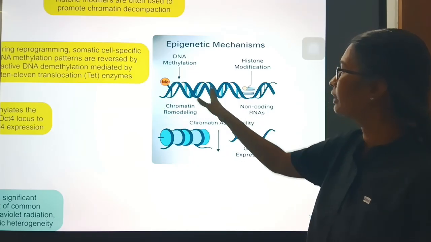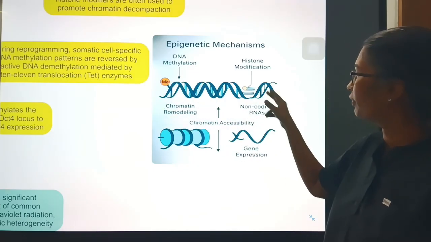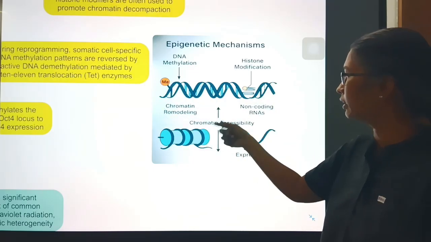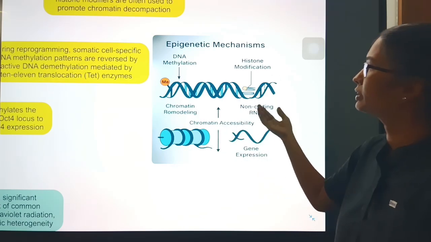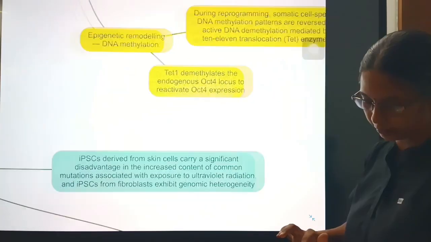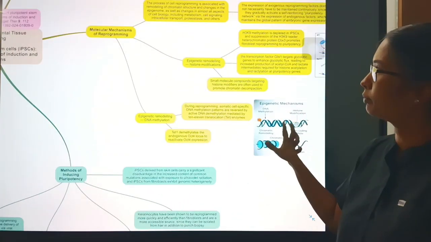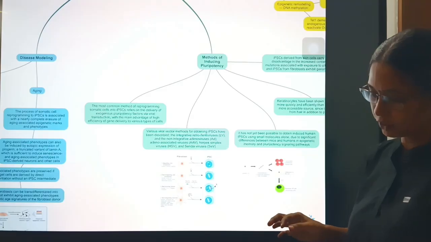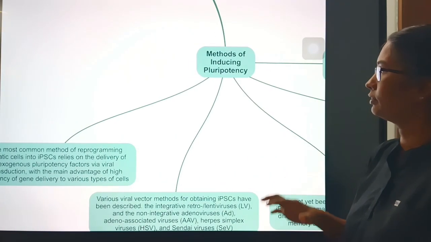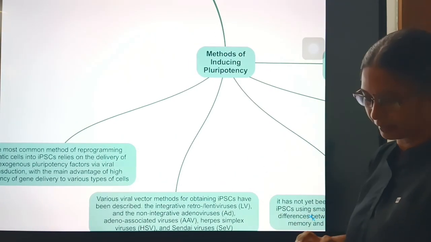So we will have to demethylate it, and for the histone modification, we have to open up the chromatin. When the chromatin is accessible, it becomes an epigenetic modification. That is the molecular mechanism which happens in reprogramming. And what are the methods of inducing pluripotency? So how are we going to open up the chromatin here?